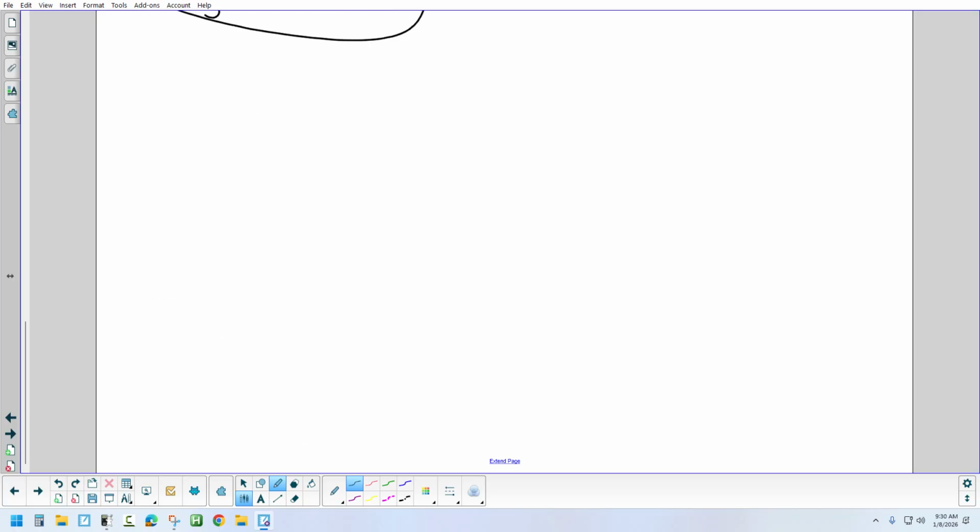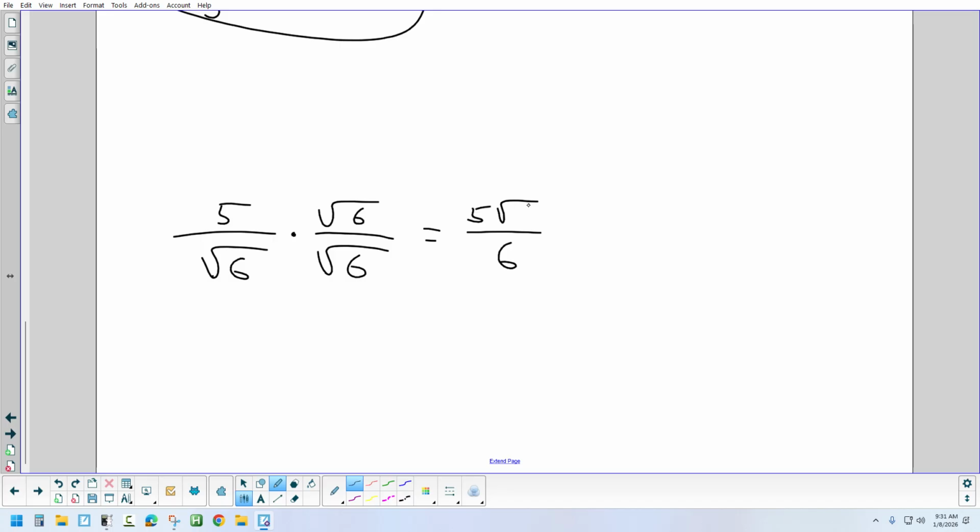So if you had something like 5 over the square root of 6, what would you multiply the top and bottom by to fix that? You multiply by the square root of 6. And what would you get in the bottom? 6, because that's the square root of 6 times the square root of 6. That's the square root of 36, so that's 6. And then in the top, you can't put those together. You just leave it like that. So that's how you simplify a square root in the bottom.